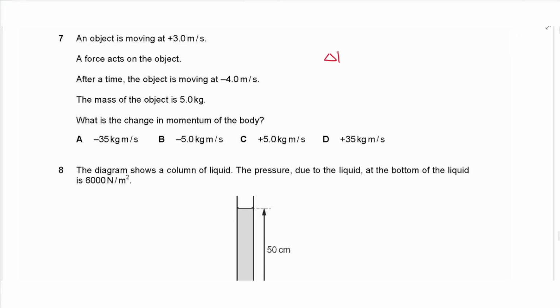So the change in momentum, or the impulse, is equal to the mass multiplied by the change in velocity. So we multiply 5 times negative 4, which is the final velocity, minus the original velocity, positive 3. That gives an answer of negative 35 kilogram meters per second. So the answer is A.